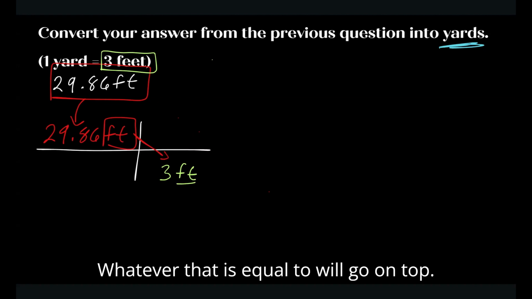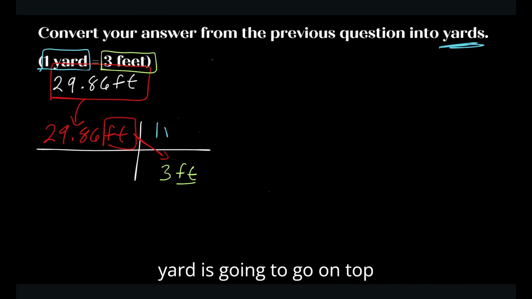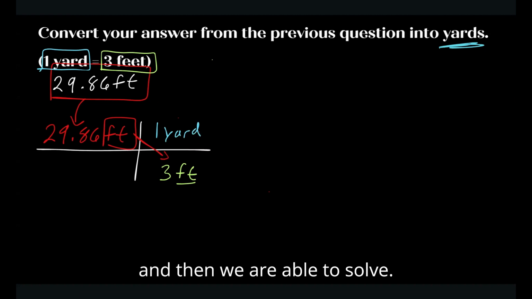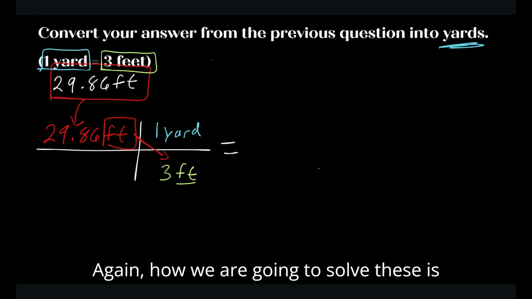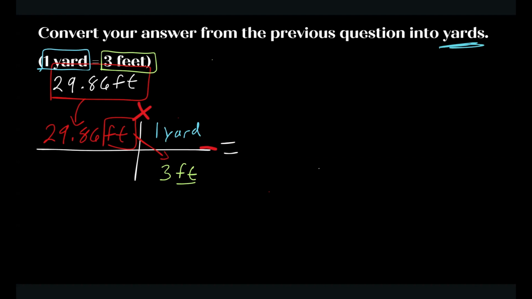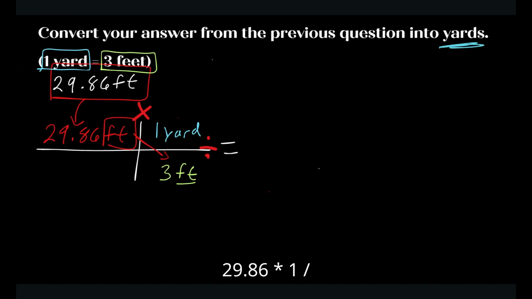Whatever that is equal to will go on top. Now, we know that is equal to 1 yard. So our 1 yard is going to go on top. And then we are able to solve. Again, how we are going to solve these is that we're going to multiply the top, divide it by the bottom. And so whenever we do 29.86 times 1 divided by 3, we are going to get 9.535 yards.